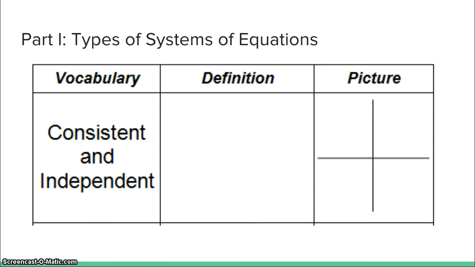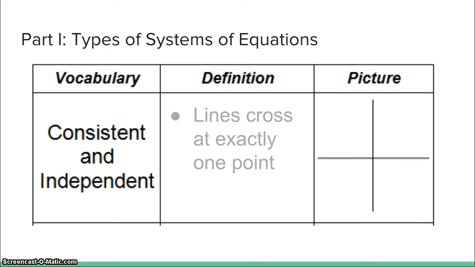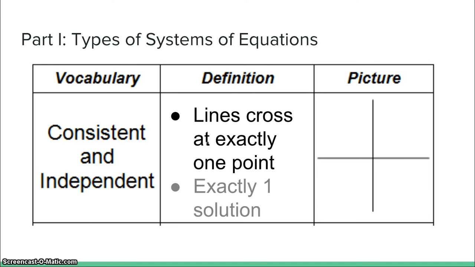Now, our first type of system of equations is going to be called consistent, meaning that there is a point that is in common between the two lines, and then independent, which tells us that there's only one. So the first type of system is a consistent independent system. What that means, and you can fill your notes in as you do this, is that the lines cross at exactly one point. Okay, there's one point on the graph where these two lines overlap and intersect. That means then that there's exactly one solution, one set of x and y values that makes both equations true.